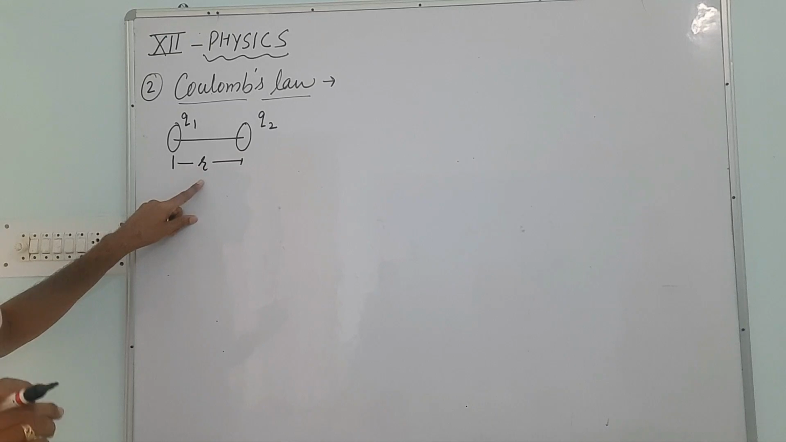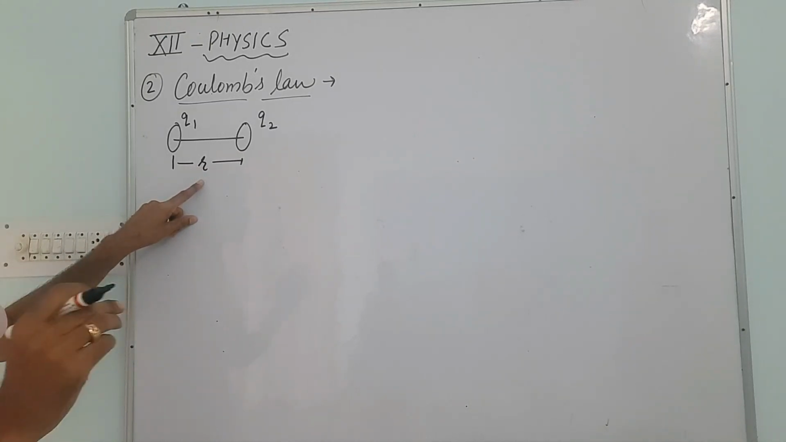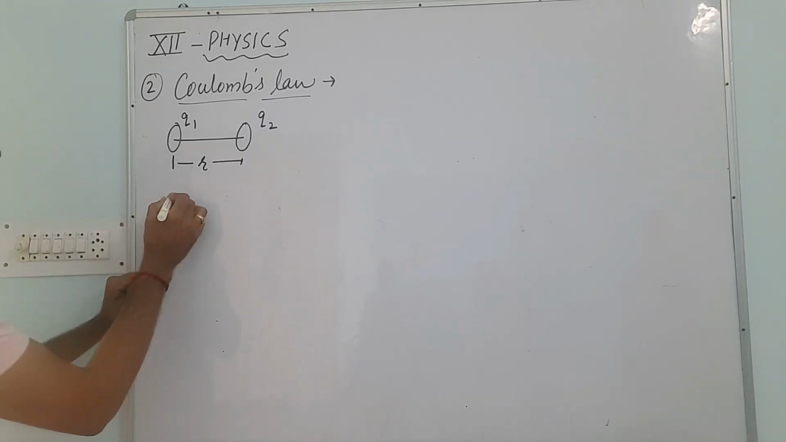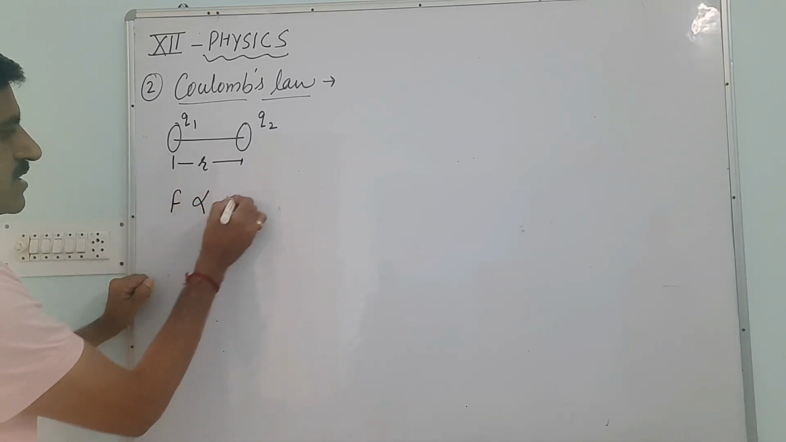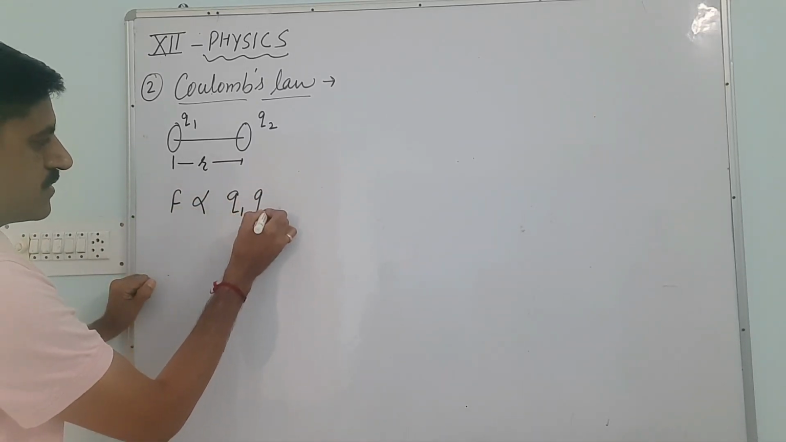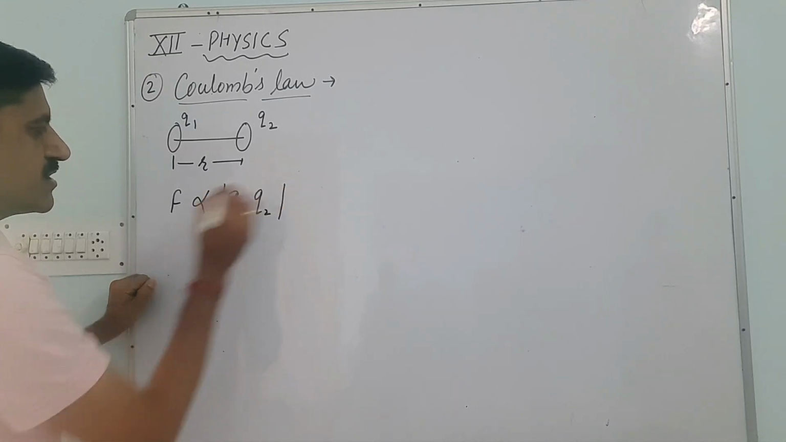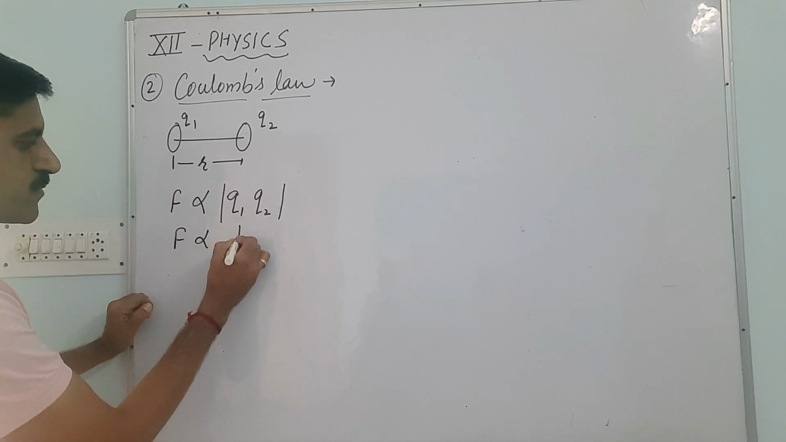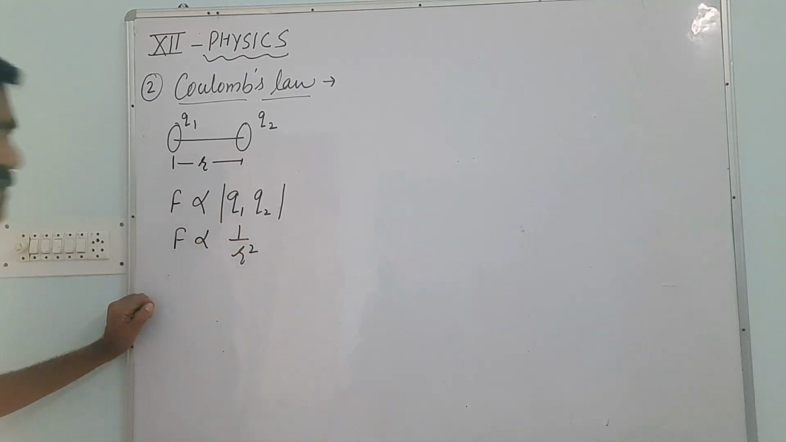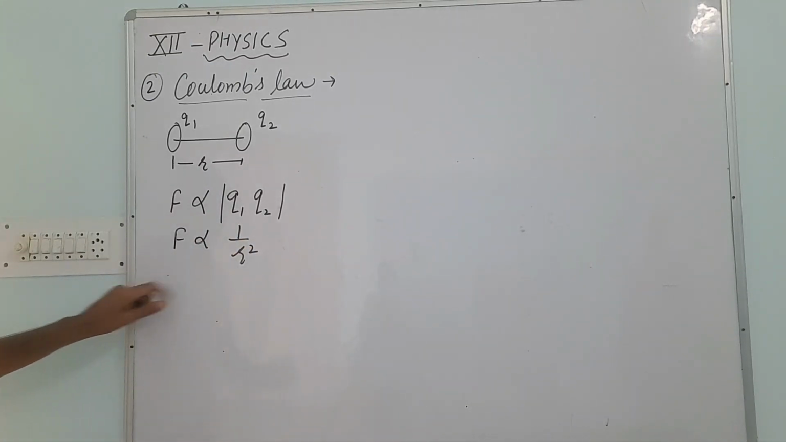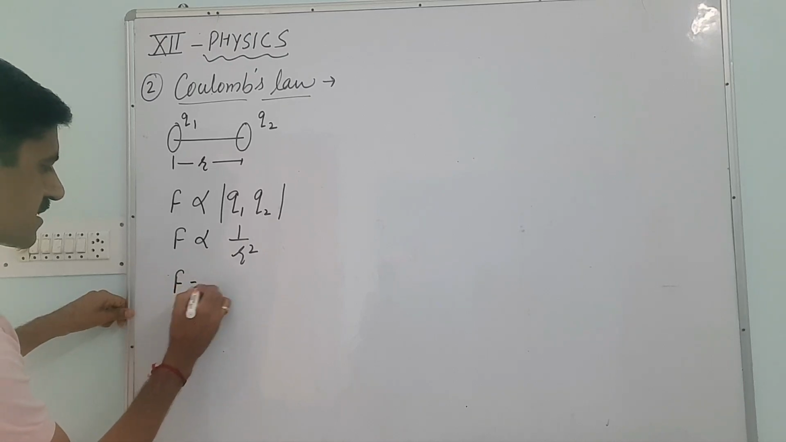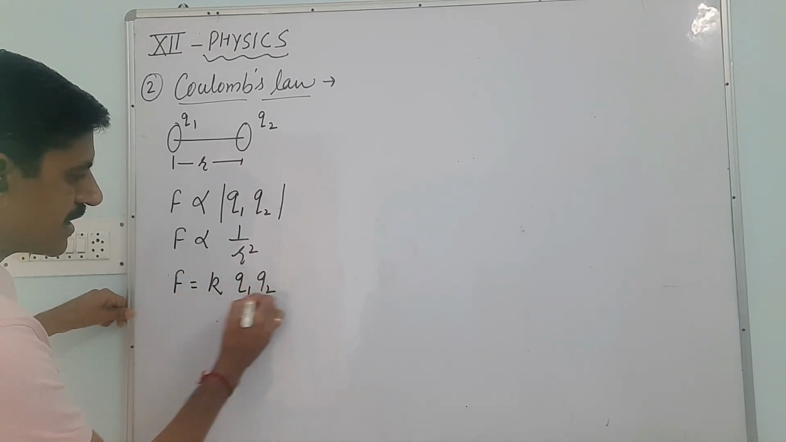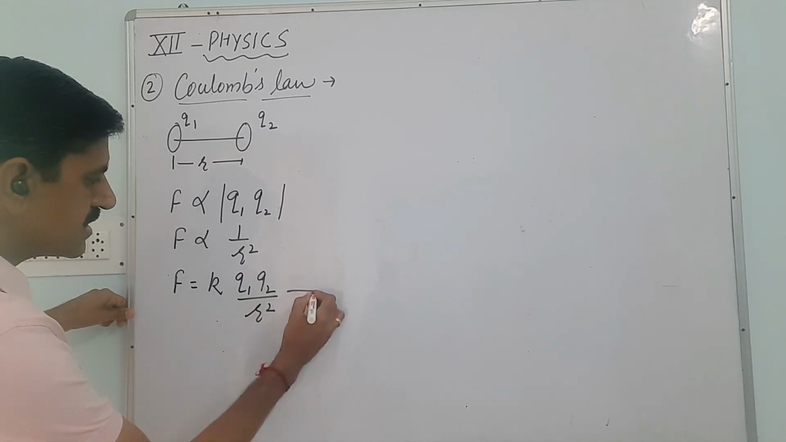Coulomb's law states that each charge at rest, whether it attracts or repels, exerts a force on the other, which is given as: firstly, it is proportional to the product of their magnitudes. Secondly, it is proportional to the inverse of the square of the distance between them. When we combine this, F equals small k, a proportionality constant called the electrostatic constant, right?